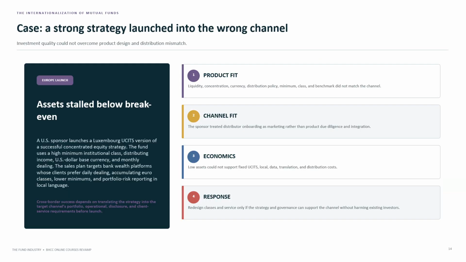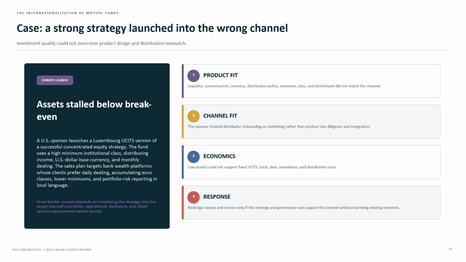Consider the illustrative case. A U.S. sponsor creates a Luxembourg UCITS version of a successful concentrated equity strategy. The investment record is strong. The product uses a high minimum institutional class, distributes income, reports in U.S. dollars, and offers monthly dealing. The sales plan targets bank wealth platforms whose clients prefer daily dealing, accumulating euro classes, lower minimums, and local language portfolio risk reporting. Assets stall below break even.